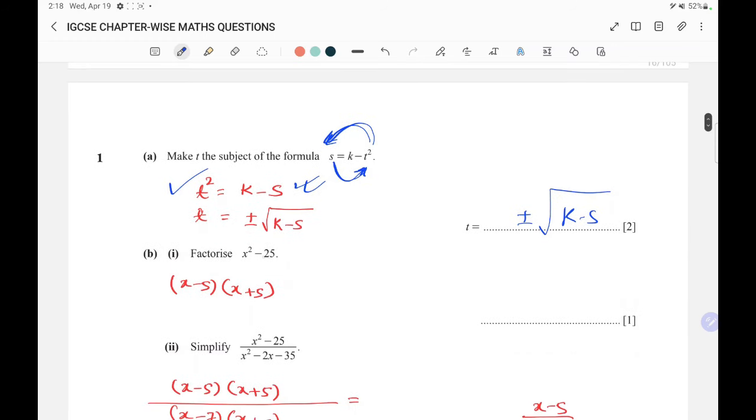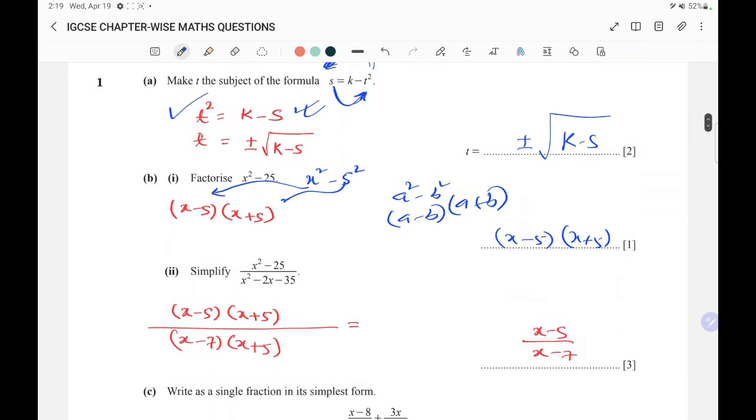Now factorize x square minus 25. So you can write 25 as 5 square, x square minus 5 square, and then you can apply the result a square minus b square as a minus b times a plus b. So x minus 5 and x plus 5.